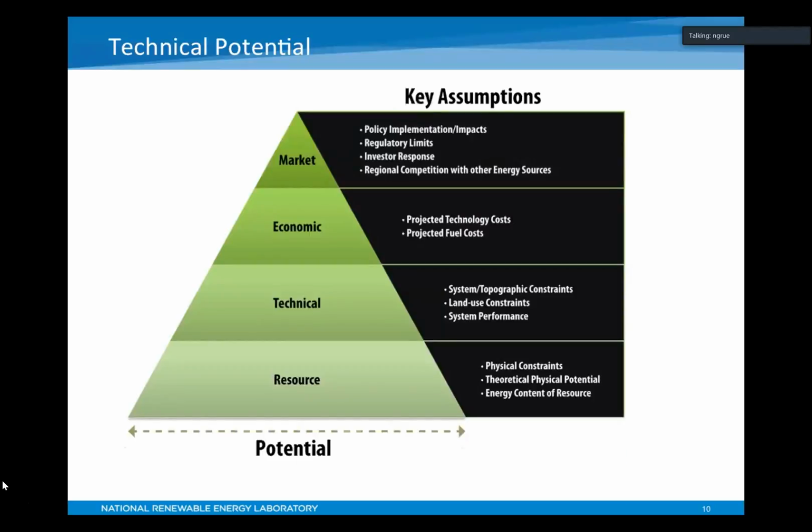When you're talking about tech potential, you might be talking about resource, technical, economic, or market potential. With this analysis, we cover the resource, technical, and economic parts of this pyramid. Market goes to a different group here at the lab, and that has more to do with what kind of policies are in place for that area, if there's regulatory limits, how much need there is in a certain area, if you happen to be near a load center, that kind of thing.